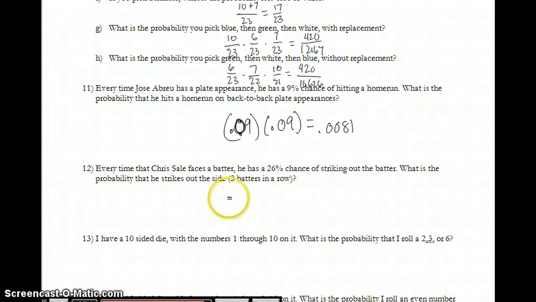Chris Sale wants to know what's the chance he strikes out the side. 3 strikeouts in a row. So he has a 0.26 chance, a 0.26 chance, and a 0.26 chance. Together, 0.26 to the third is 0.078.